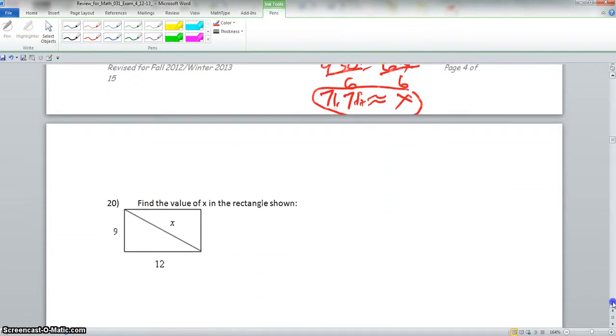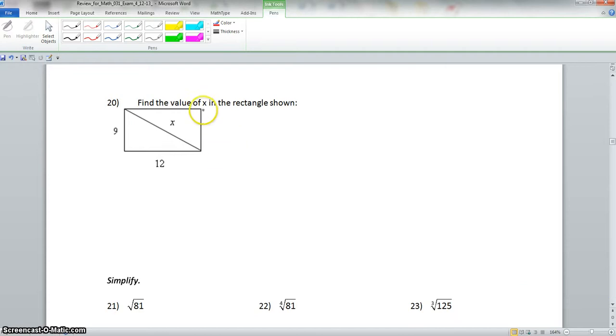Now we scroll to problem 20. It says find the value of x in the rectangle shown. Now if you notice here, x is on the diagonal and this forms a triangle. So we can use the Pythagorean theorem, which is a squared plus b squared equals c squared.